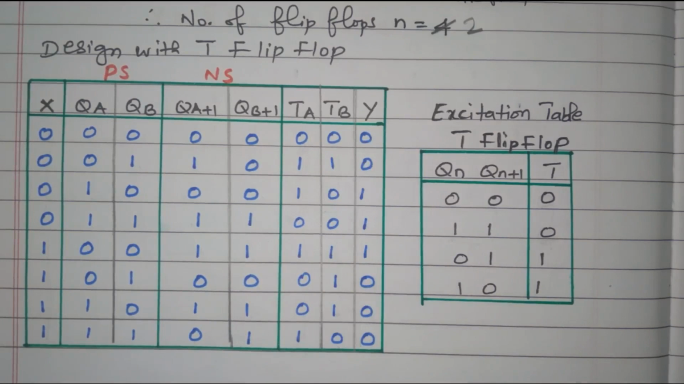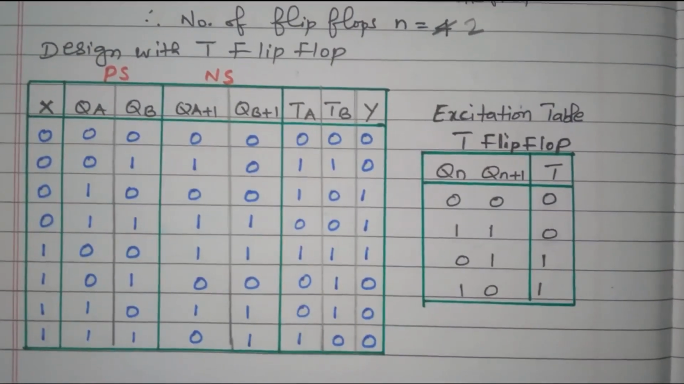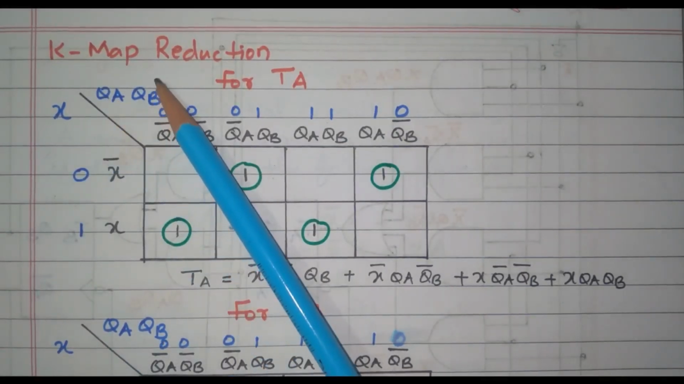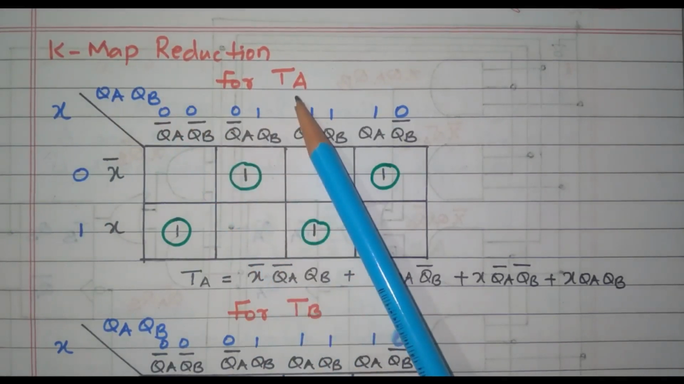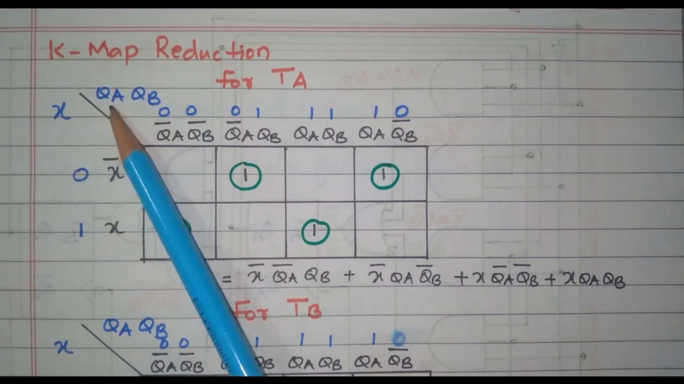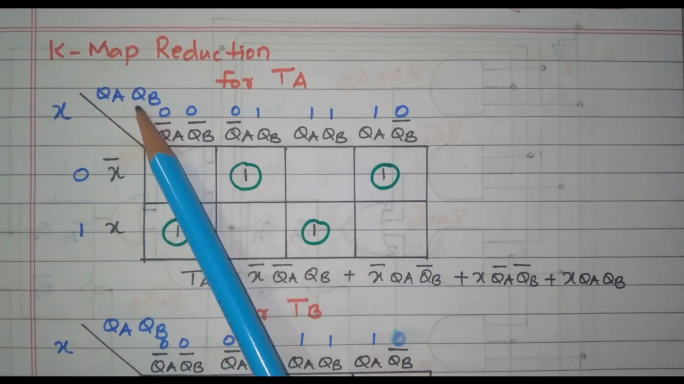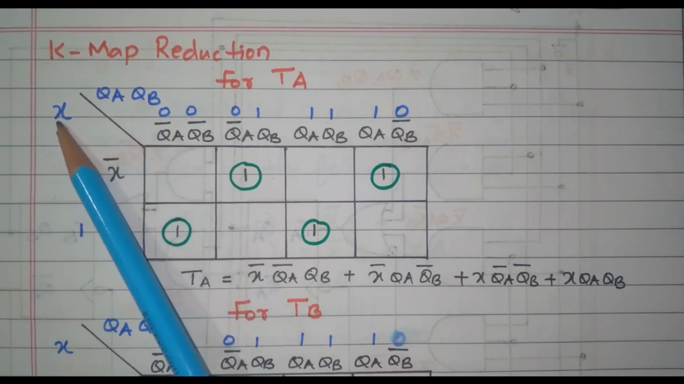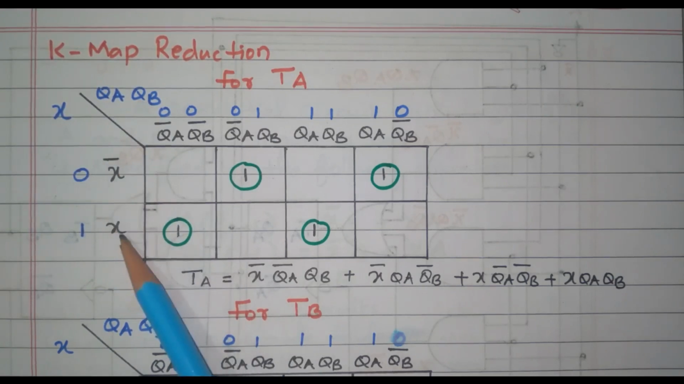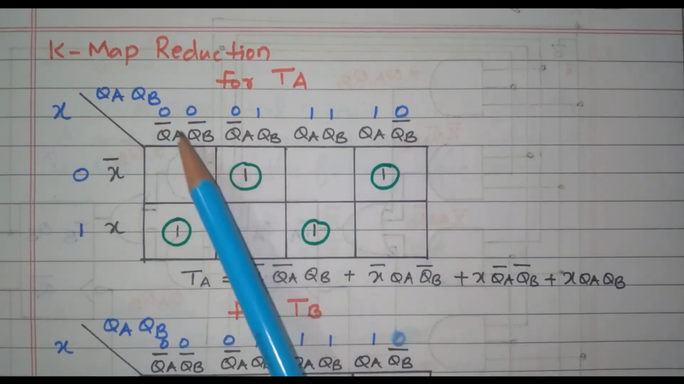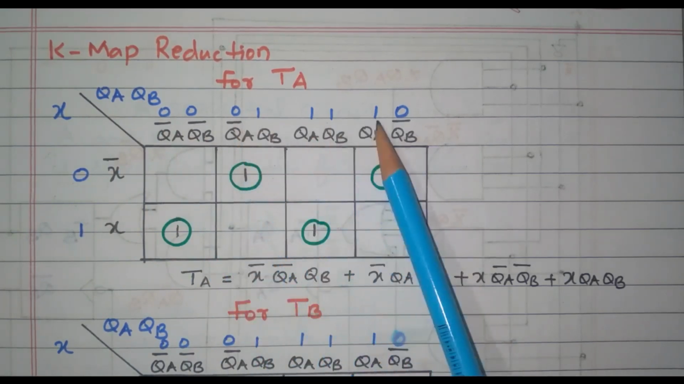Now, we will go to the K map. Now, we will see the K map reduction. We need to identify the expression for TA, TB and Y. For that, the inputs are X, QA, QB. X is the input, QA, QB is the current state of the flip-flop, right. So X, QA, QB is taken as the inputs. X has one variable, two combinations, x bar and x, 0 and 1. QA, QB are 2 digits, so 4 combinations are available: 0 0, 0 1, 1 1, 1 0.